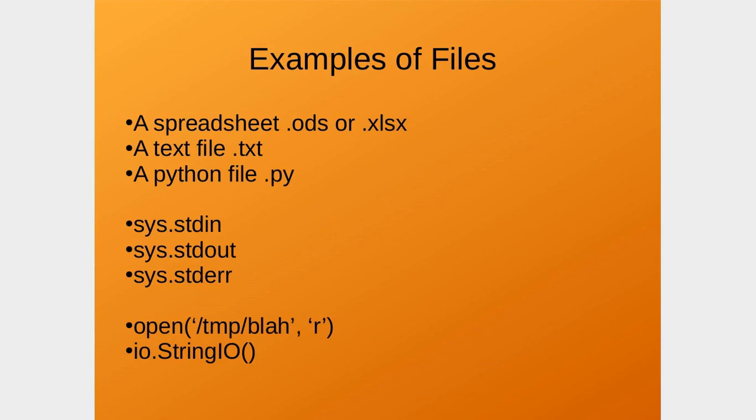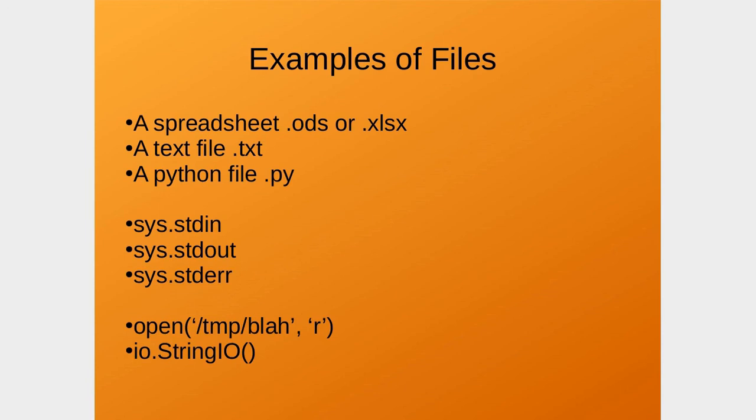Some examples of files, of course, .ods or .xlsx files in a file system are files. A text file usually ends with .txt. A Python file ends with .py. These are files within a file system. They're different from the files that I'm about to talk about.